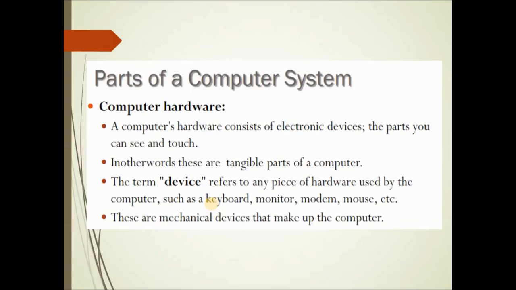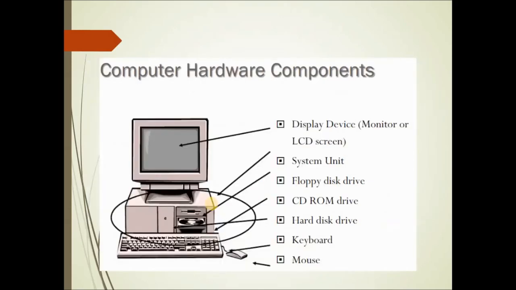So here see parts of a computer system. Computer hardware. A computer hardware consists of electronic devices. The parts you can see and touch. In other words, these are the tangible parts of a computer. The term device refers to any piece of hardware used by the computer, such as keyboard, monitor, modem, mouse, etc. These are the hardware. Okay.